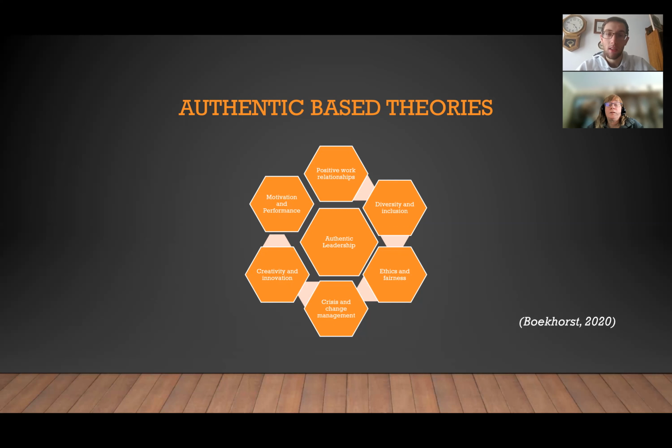Authentic-based theories, obviously this is all centered around authentic leadership. Having, like I said, positive work relationships, like Anna said earlier, diversity and inclusion, that's extremely important. You don't want to just have a certain group always doing a certain task. You want to diversify it. Ethics and fairness, always being true to who you are, being fair to people, giving everybody the same shot, the same opportunity.